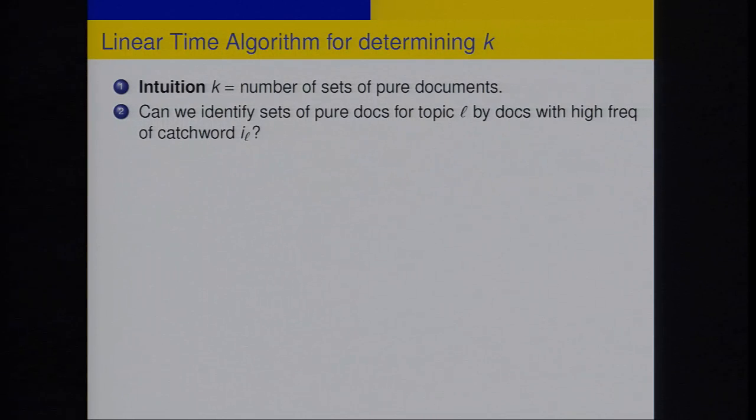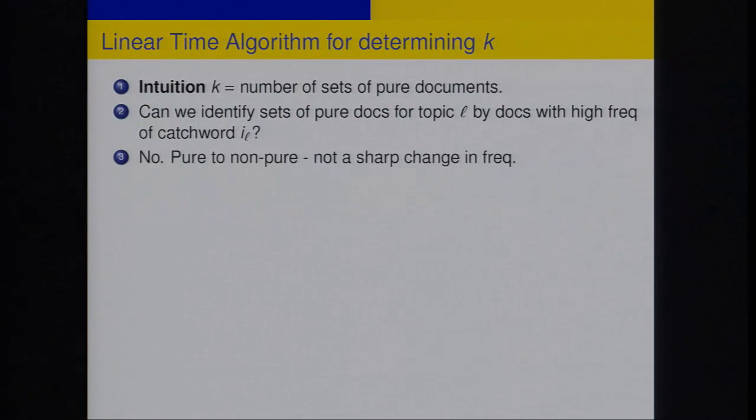So if I can identify a set of pure documents at a time, I'll be done. Can perhaps we identify pure documents for topic L by saying those are the documents with high frequency of the catchword iL? That's almost tautologically true, right? iL is a catchword for the topic, it has high frequency. That's correct, but it's not so simple, because pure documents are things that have weight almost 1 on the topic, but the weight put on the topic by documents grows continuously down, so there's no sharp drop. So I cannot distinguish pure from not pure so easily, algorithmically.